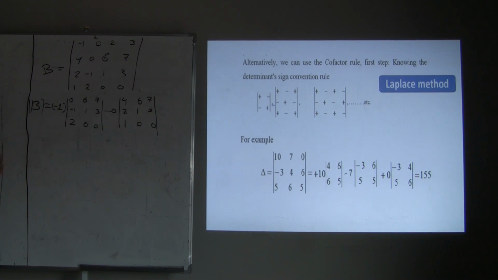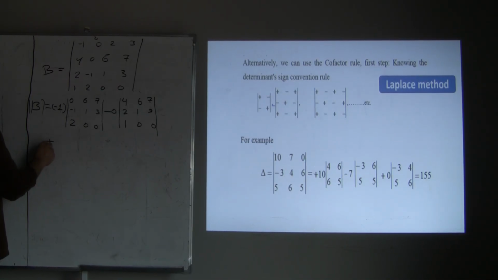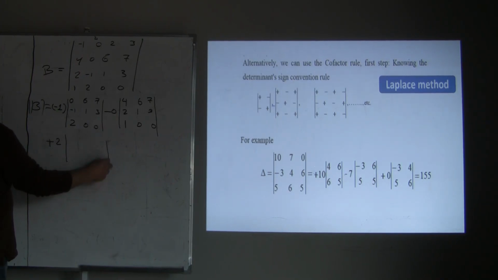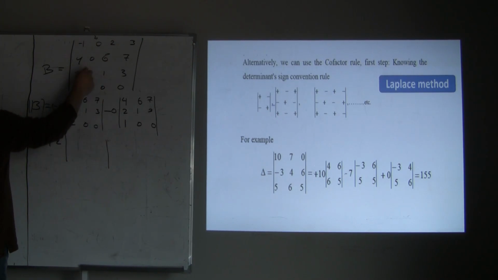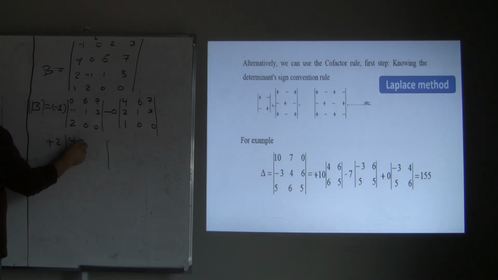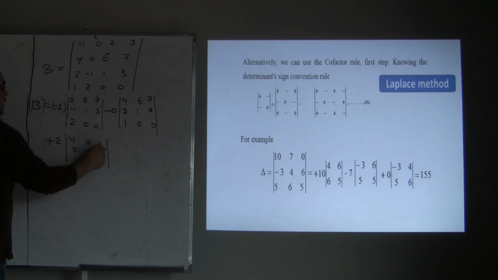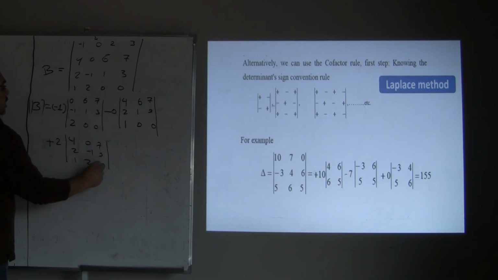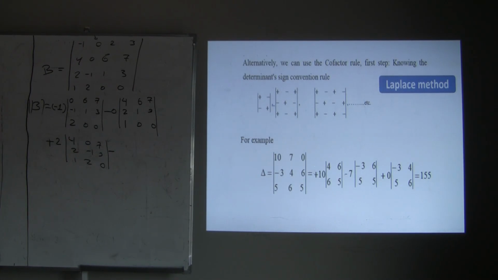Then I will go for the next number. The next number is going to be positive as a sign. 2, then eliminate the row and column. Eliminating the row and the column will leave you with 4, 0, 2, negative 1, 1, and 2. And the last column is going to be 7, 3, and 0. Then negative for the sign rule.